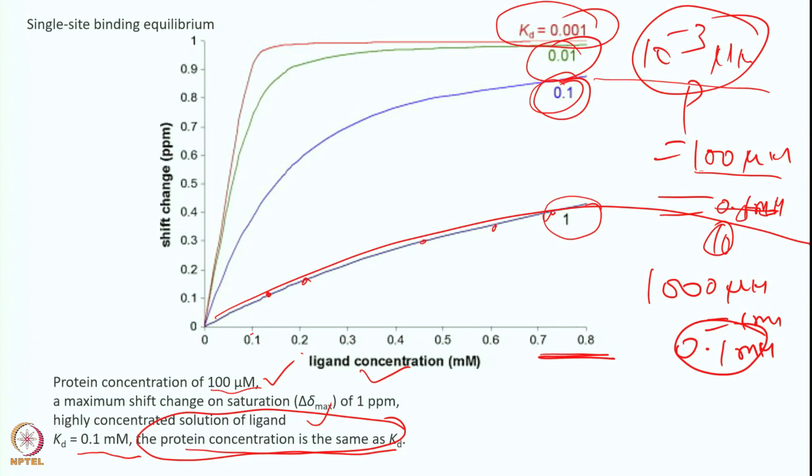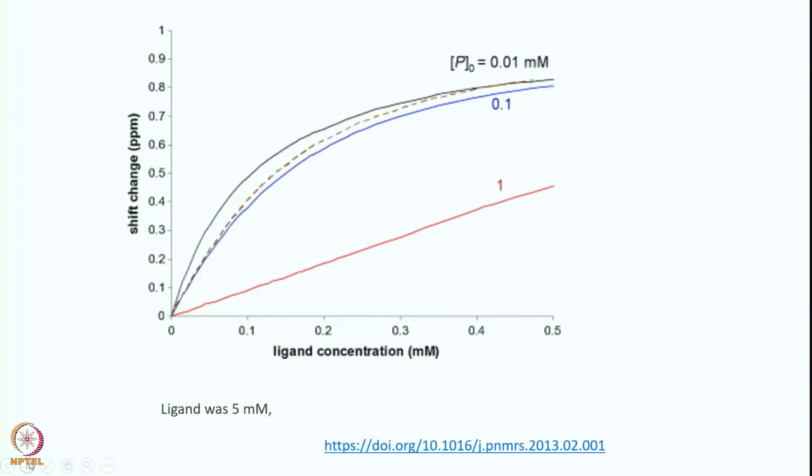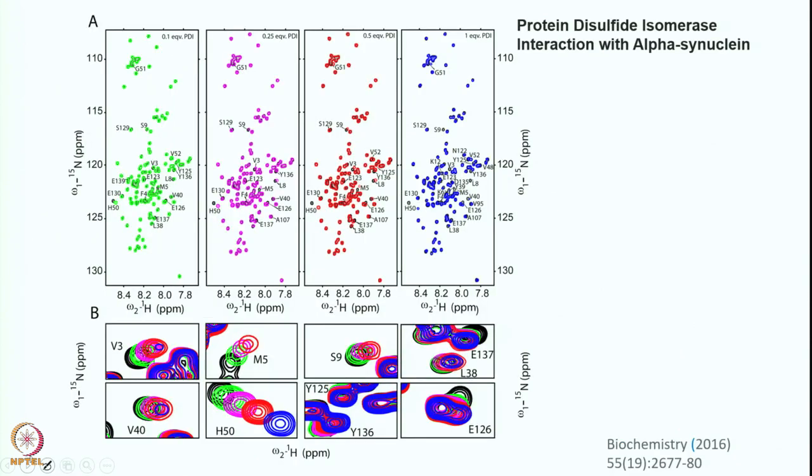So, depending upon the strength of the binding and the ligand and protein concentrations we choose, we can find different kinds of curves that can be interpreted to find the KD. Another thing one can say here: say the ligand was fixed at 0.5 millimolar and the protein concentration is being changed. Depending upon what KD we have, for different protein concentrations you see a different kind of curve, right. That is what you can essentially find with the chemical shift change. So, let us look at some examples.